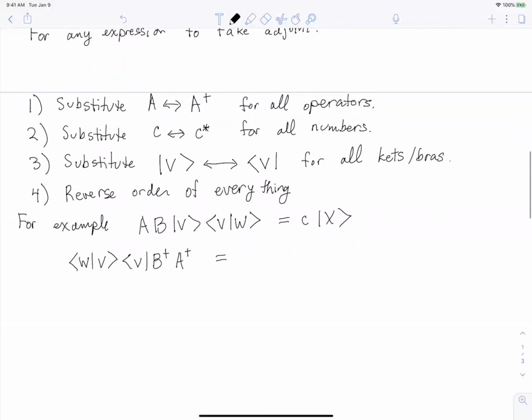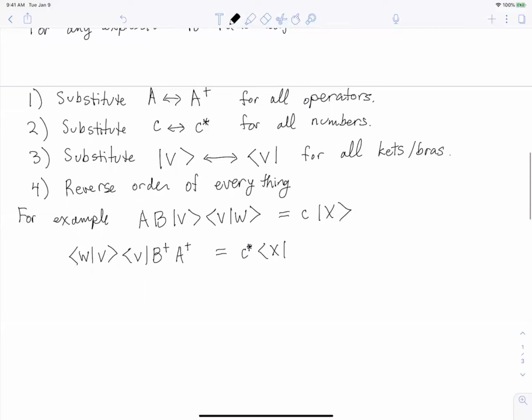And on the right-hand side, I change my X ket into an X bra. And I change my number C into its complex conjugate. And it doesn't matter where I write the numbers. Okay, so the second expression I've written here is the adjoint of the first expression.